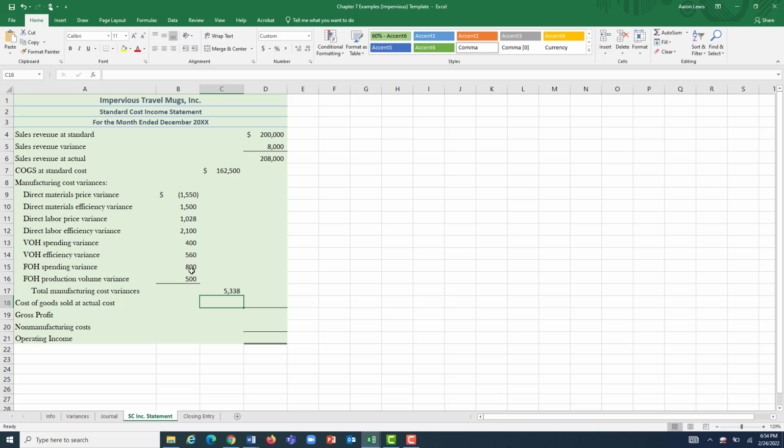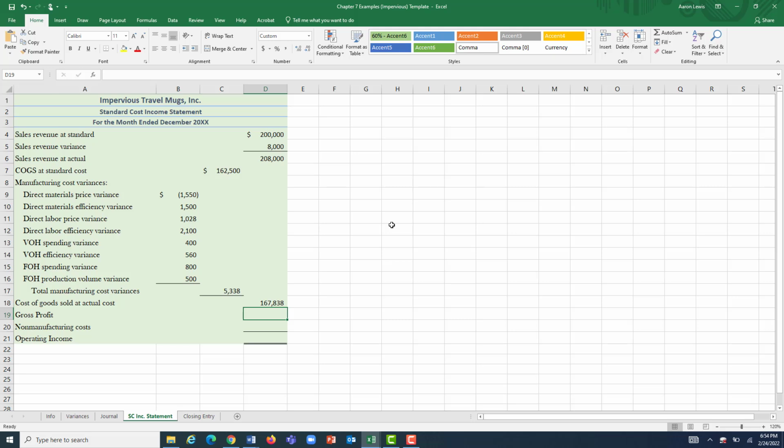They are unfavorable variances, and since we're adjusting COGS, they should be increasing cost of goods sold. So on your standard cost income statement, favorable variances are negative, unfavorable variances are positive. And what do we have here? Well, we should have recorded cost of goods sold of $162,500. But things didn't really go according to plan. We had a whole lot of variances, which resulted in an overall net, if you will, unfavorable variance of $5,338 to our cost of goods sold.